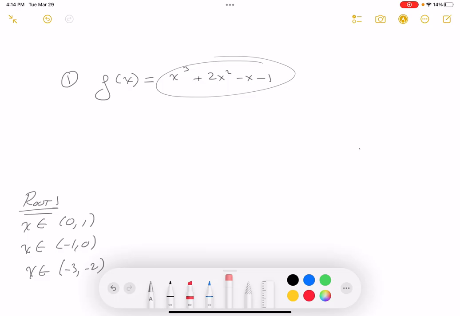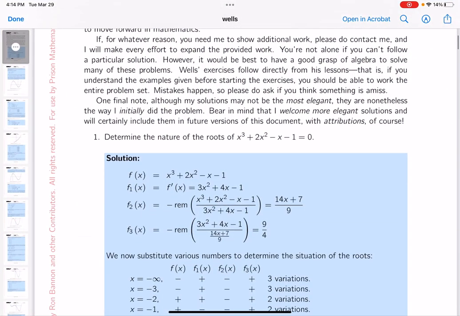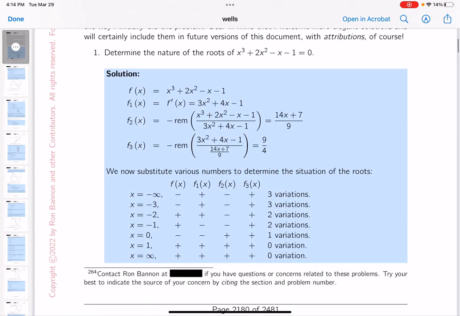But again, let's go back to the actual key. I go through Sturm's method. I find it to be tedious and difficult. There's no doubt about it. I will say this, though. I think most algebra classes now would not go anywhere near Sturm's theorem.